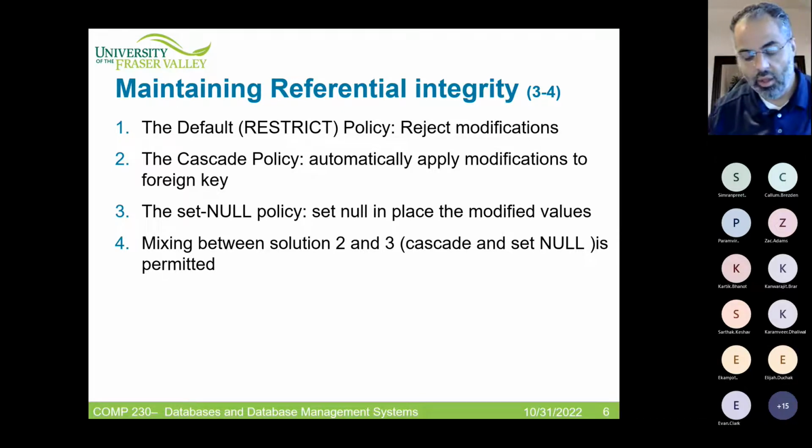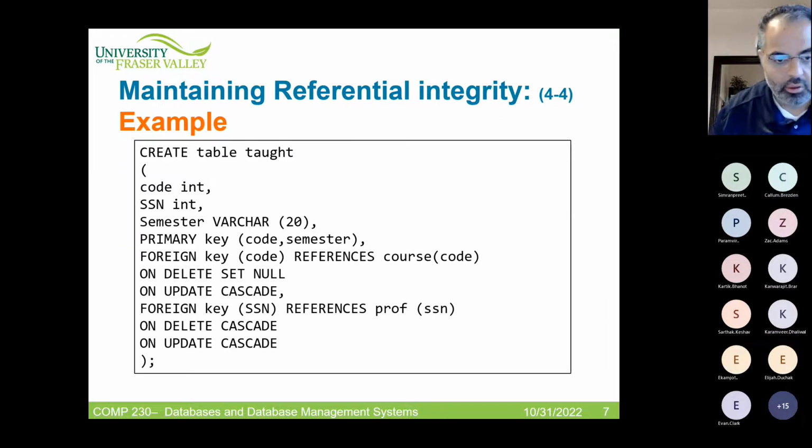Or set null, which means that if it's updated there, it still accepts the update and makes it null in the other part. This one we use more when we delete, not update. Or we can mix both, one for delete and one for update. Let's see an example. This is an example here. I didn't share this with you at the beginning because I wanted you to understand more about what a foreign key is first. Now I want to share this with you.